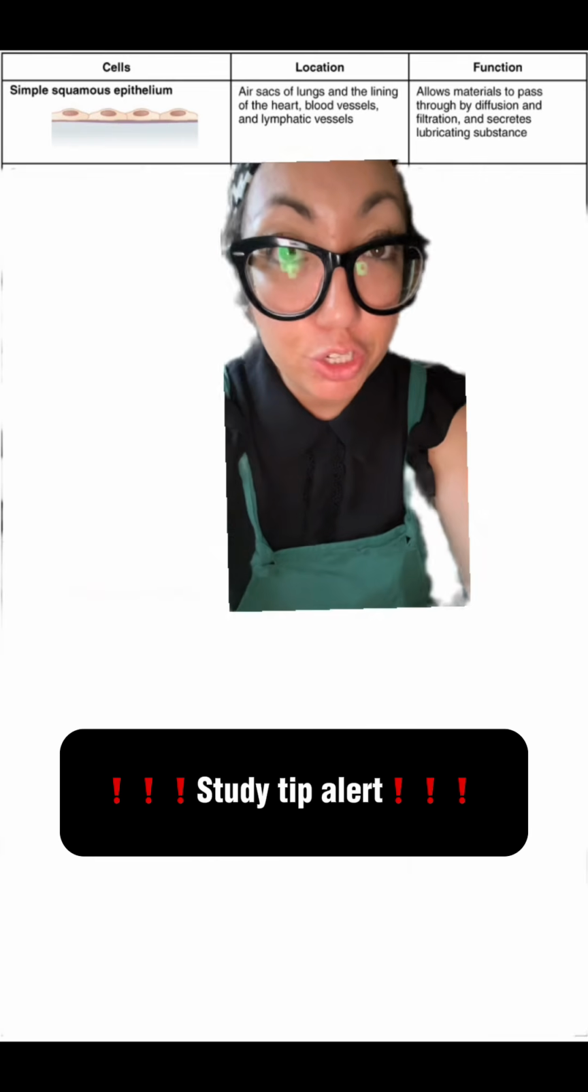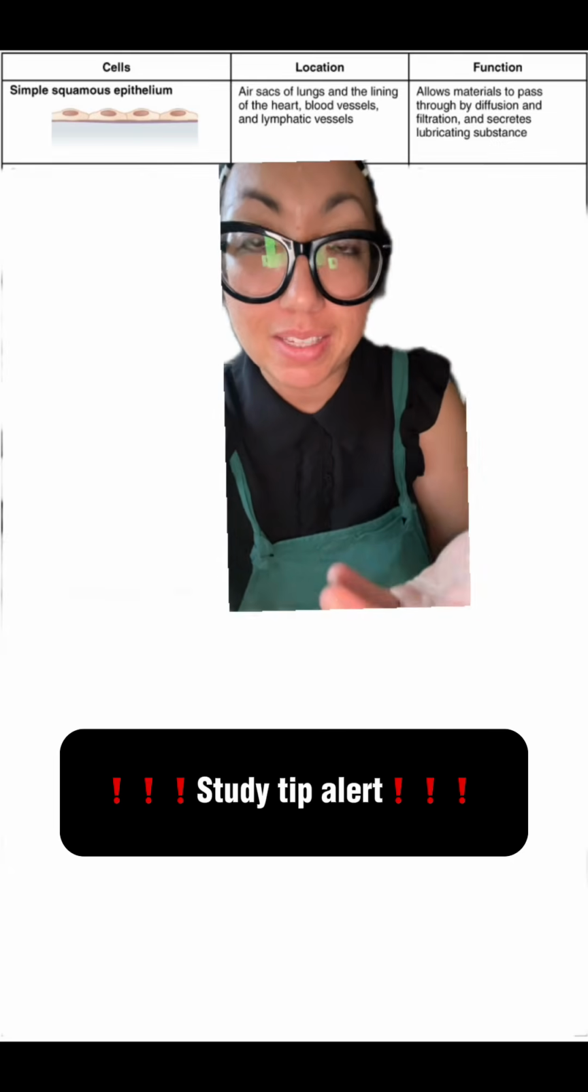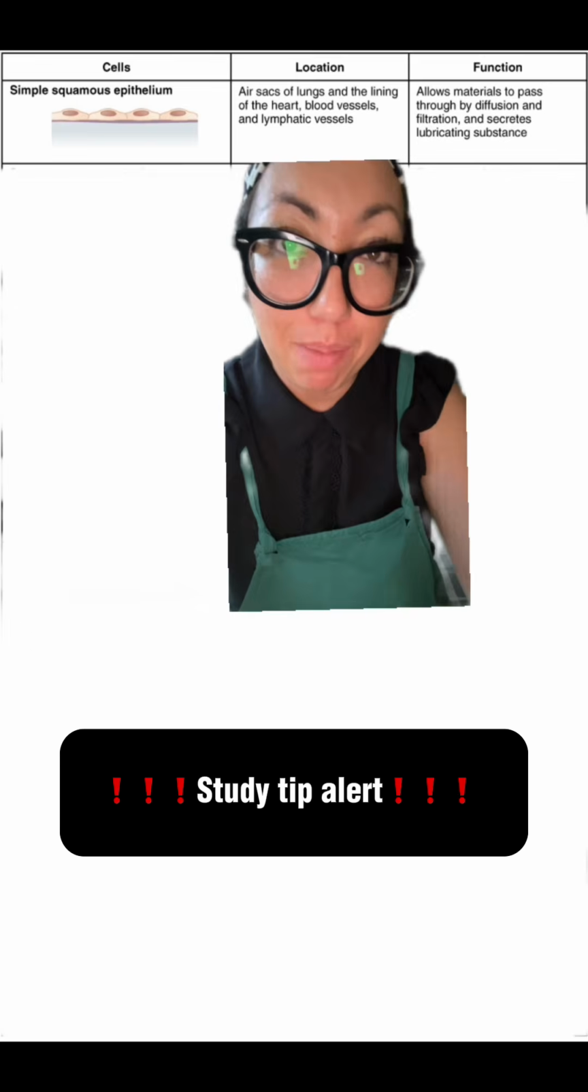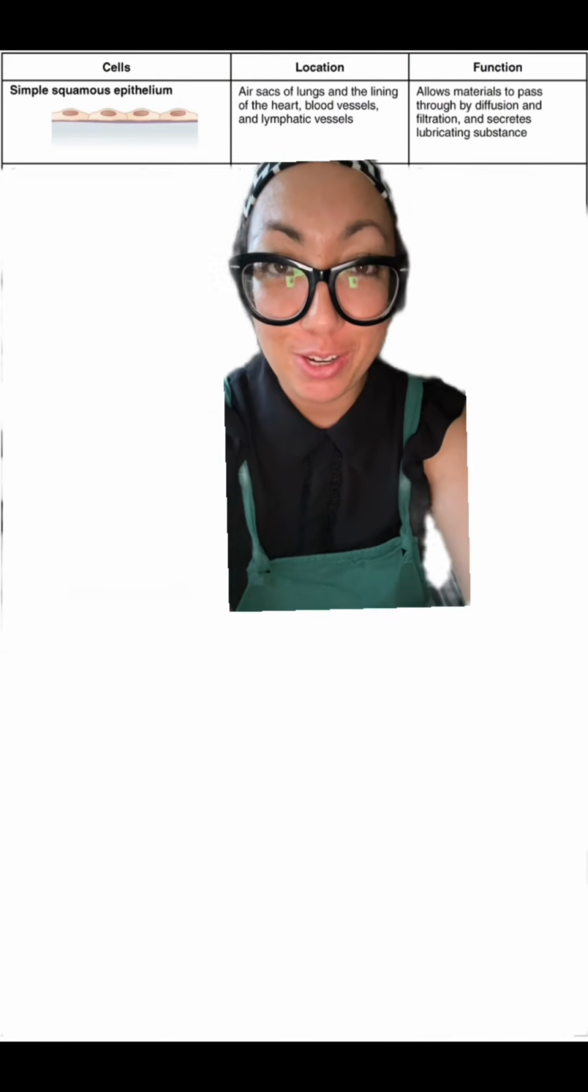As you're reviewing these tissues, make sure you tell a story. In one sentence, describe why it makes sense that you would find that tissue type in that part of the body. This is going to make your life so much easier.